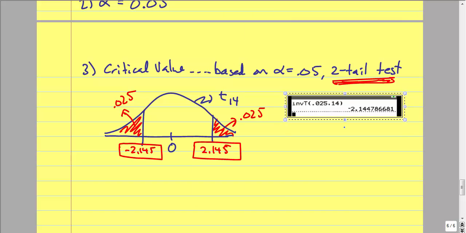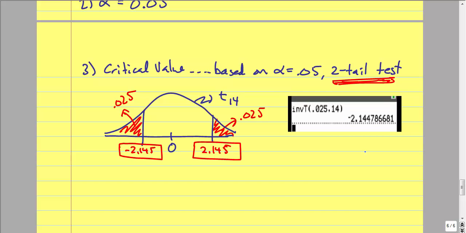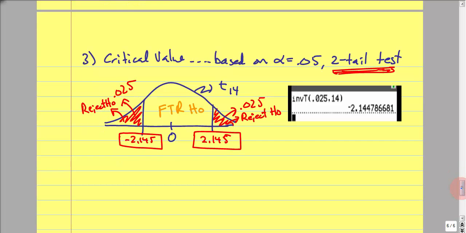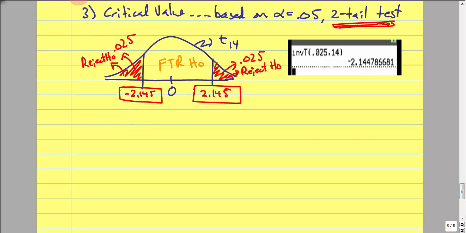So let's review what this picture actually means. If I get a test statistic that falls in this unshaded region, this is called my fail to reject region. If I get a test statistic that falls above 2.145, I would reject H0. If I get a test statistic that falls below negative 2.145, I would also reject H0. So those are my decision rules. Okay, the next thing I would do is to calculate my test statistic.